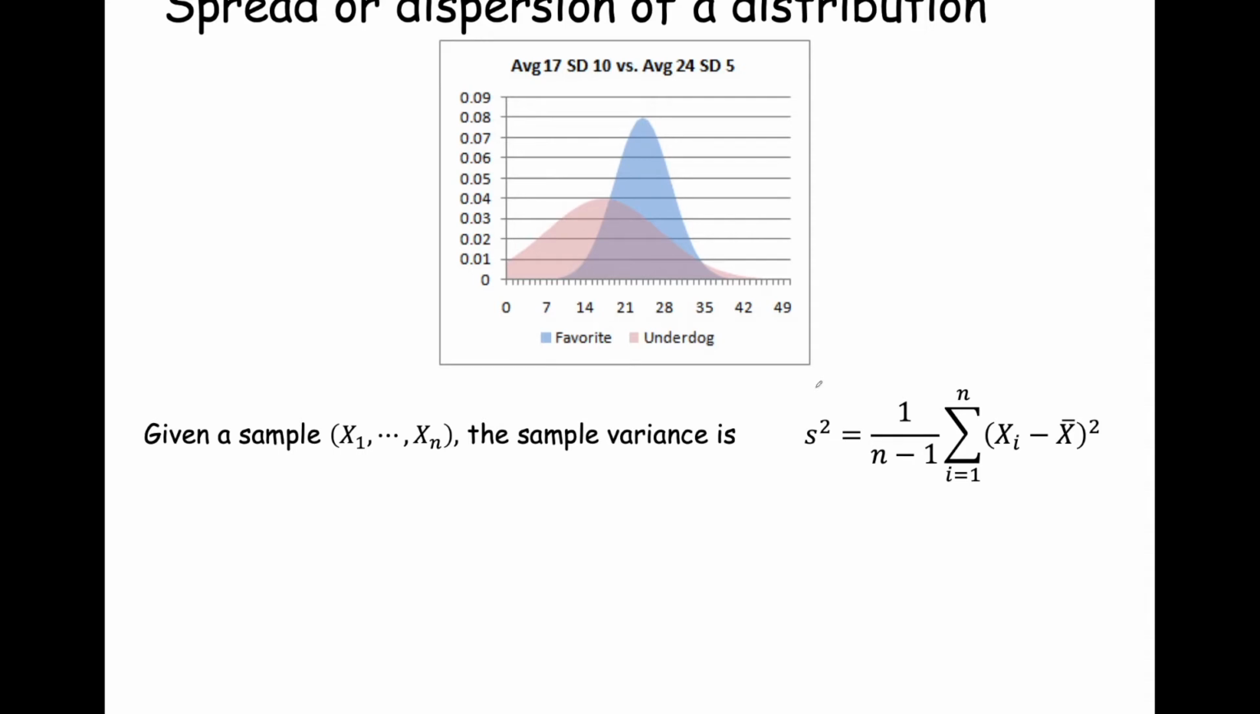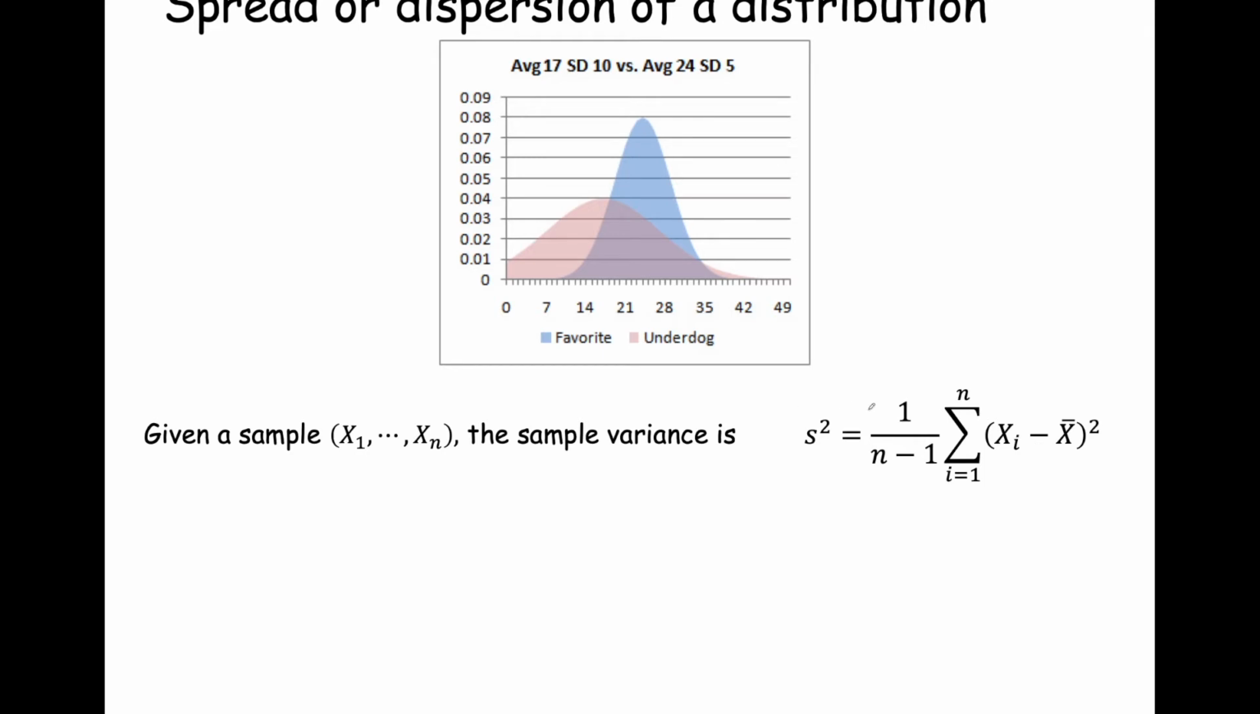And so if we have a sample, x1, x2, x3, up to and including xn, the sample variance is s squared, that's the symbol we use for it. It's 1 upon n minus 1 times the sum, i goes from 1 to n, of xi, each measurement, minus x bar, where x bar is the sample mean, quantity squared. And we get the squared term because we care about the magnitude of the difference between each measurement and the center, but we don't care about the direction.